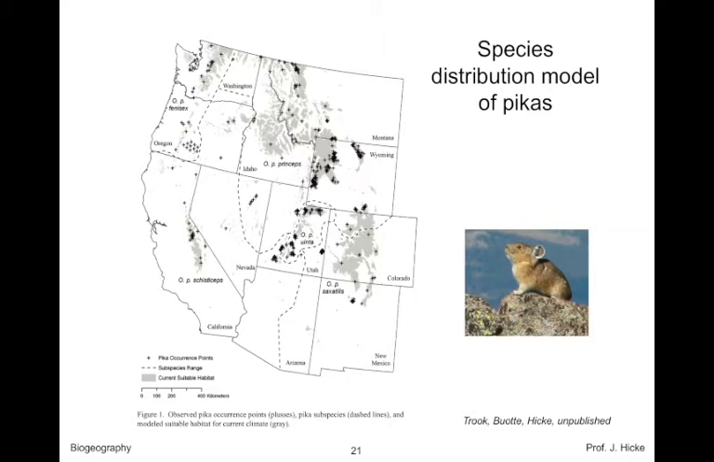Okay, so Jason used Maxent, which is modeling software that uses these presence points to predict where pikas might occur, what the suitable habitat is for pikas given current climate, and that's shown as gray here. So the grays are the model application of where habitat is suitable for pikas. We also looked at subspecies distributions, which are less important for this talk, but those are the dashed lines.